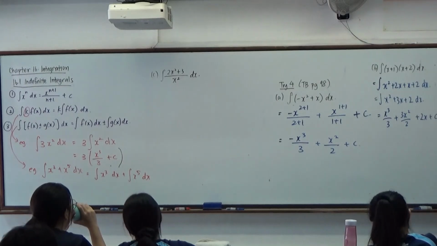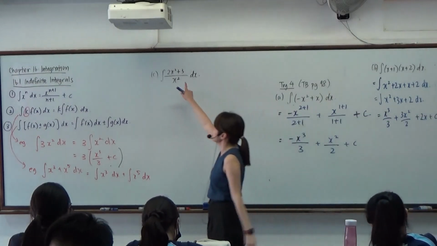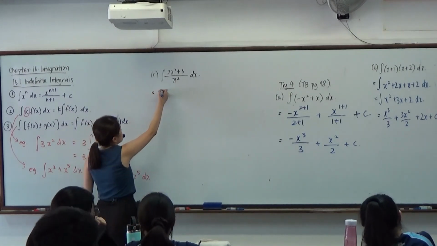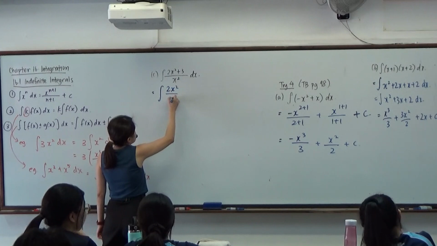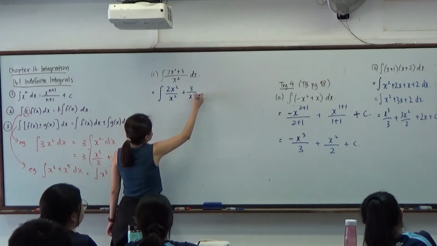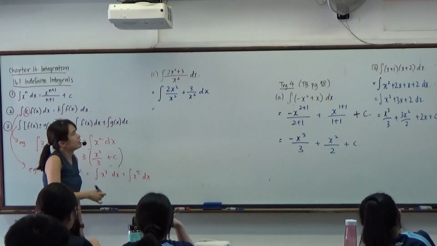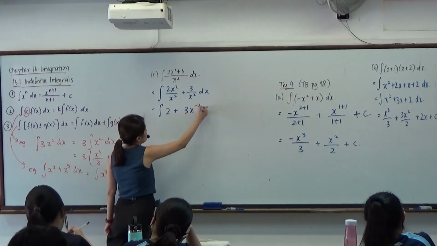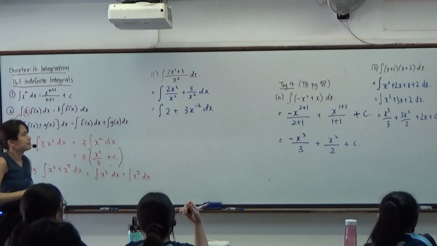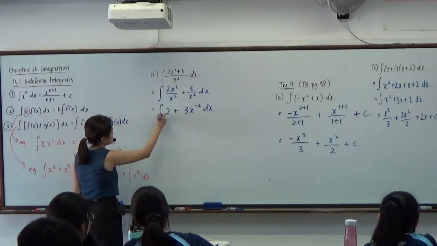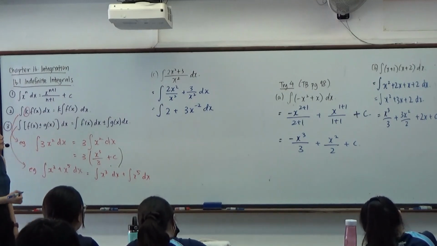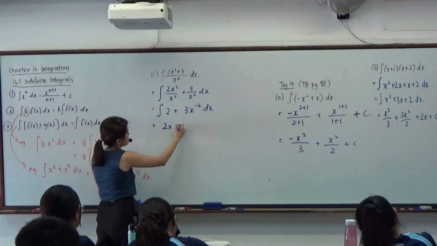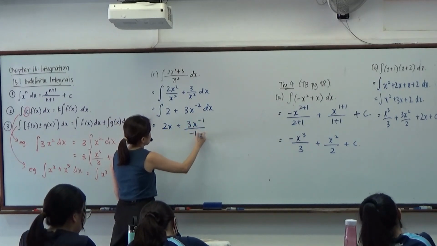Quotient rule, product rule. So even in differentiation, when you have something like that, where the denominator is a single thing, we try to simplify it first. So it will be 2x squared over x squared plus 3 over x squared, in case you don't observe that. So we're looking at integration of 2 plus 3x power negative 2. Then we go about integrating 2x plus 3x negative 1 over negative 1 plus c.